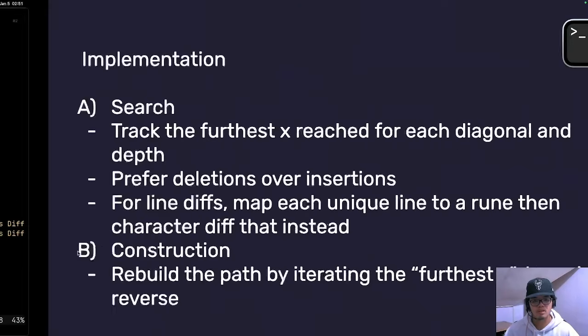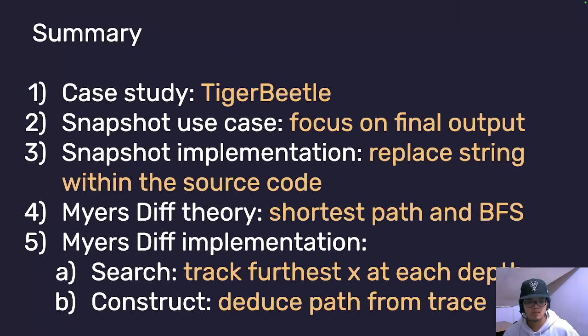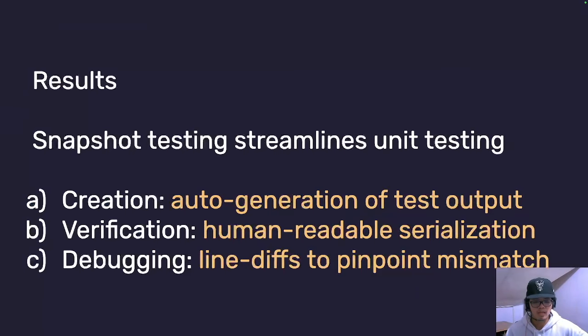Okay, to summarize, this is a case study on TigerBeetle. Although I didn't really discuss them much, this is heavily inspired from their testing practices. Snapshot use case is for focusing on the final output. Snapshot implementation, you just replace a string within the source code. Myers diff theory, it's based on the shortest path algorithm with best first search. Implementation, you track the furthest x at each depth, and then you construct the shortest path by deducing the path from the trace.